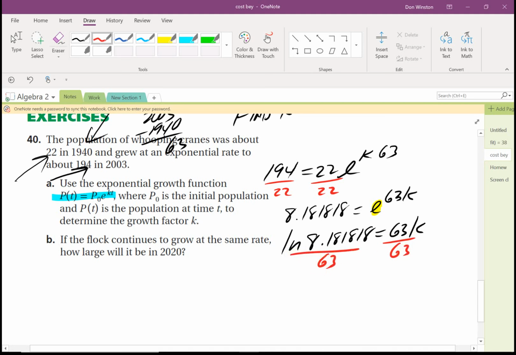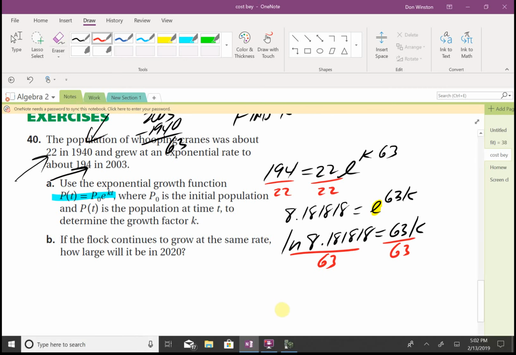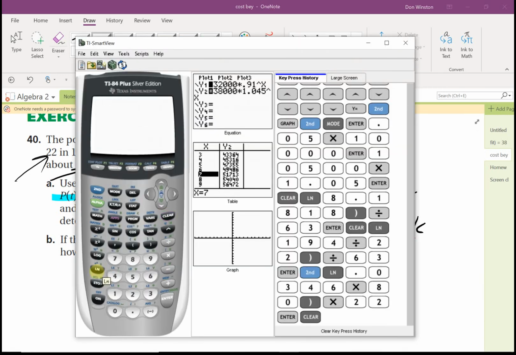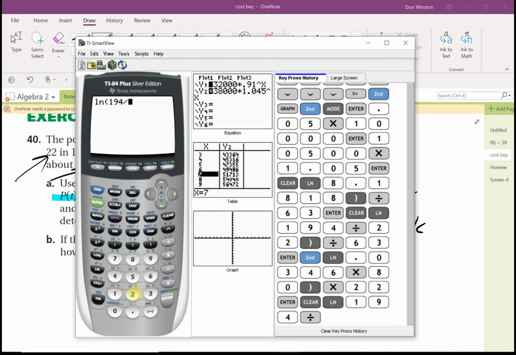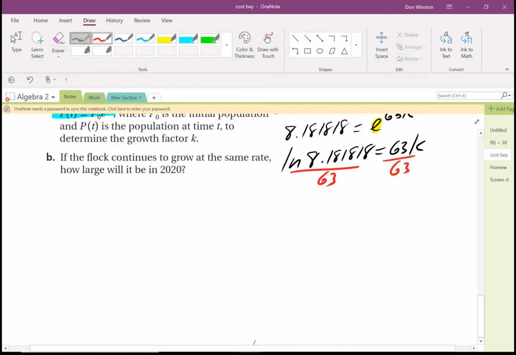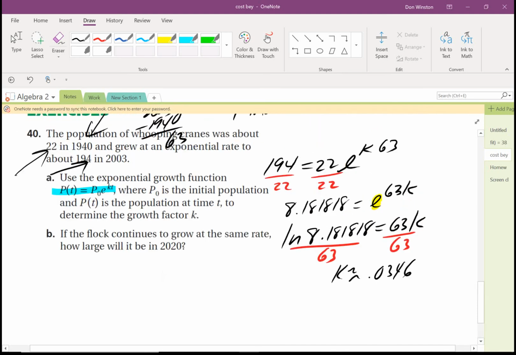So let's do that with my calculator. I have 194 divided by 22. So I'll take the natural log of 194 divided by 22, and then I'll divide that by 63. So that will give me 0.0346. So k is equal to 0.0346. I found k, so now I can answer the next question.